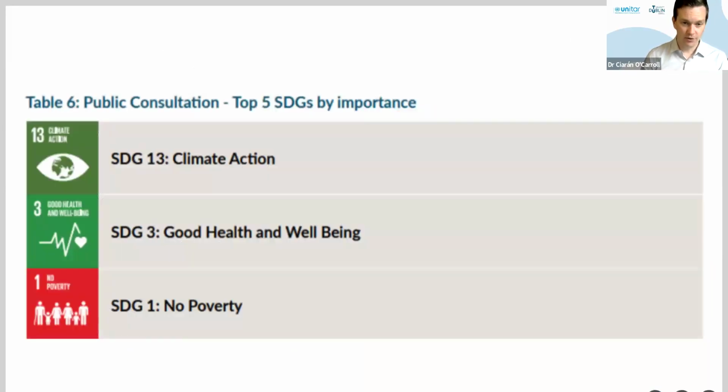In Ireland, there was a public consultation, and they identified the top 5 SDGs by importance to the Irish public. I have put the top 3 here for the Irish public. Climate action, good health and well-being, and no poverty were the 3 that the Irish public found most important.